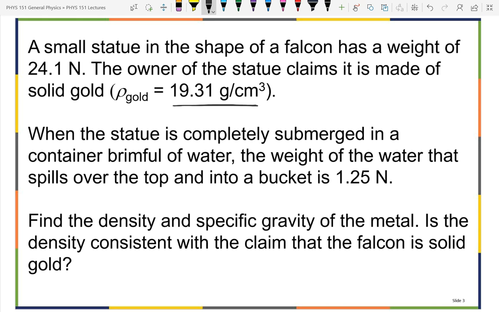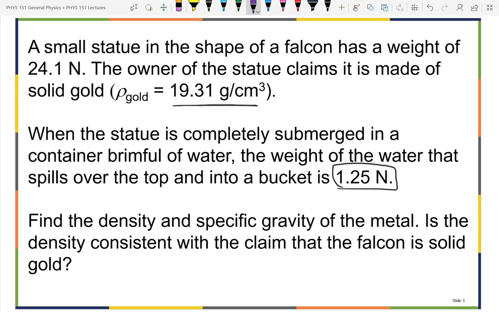So we're just like Archimedes, given a task of don't destroy the golden falcon, but determine if it's really pure gold. And so knowing about Archimedes' principle, and what we did in lab yesterday, when the statue is completely submerged in a container of water, the weight of the water that spills over the top of the bucket is 1.25 newtons. What important information do you get from the weight of the water that spilled over the bucket?